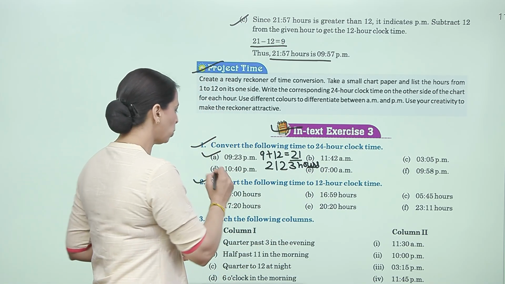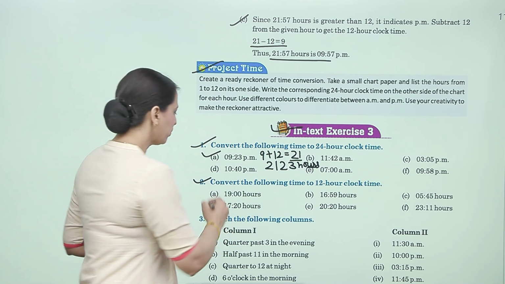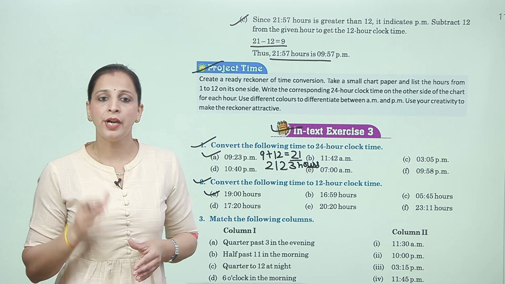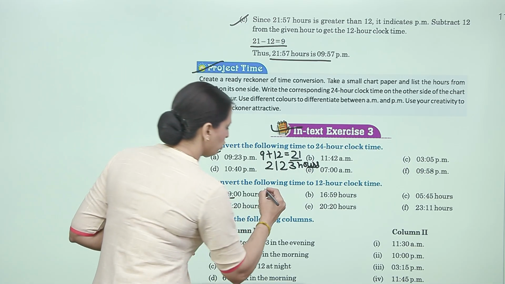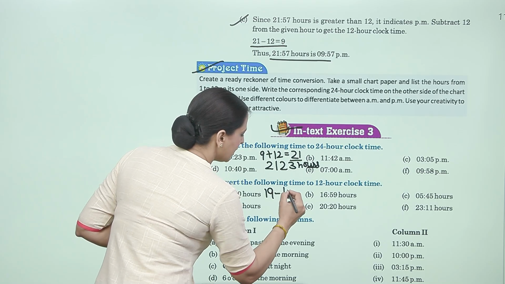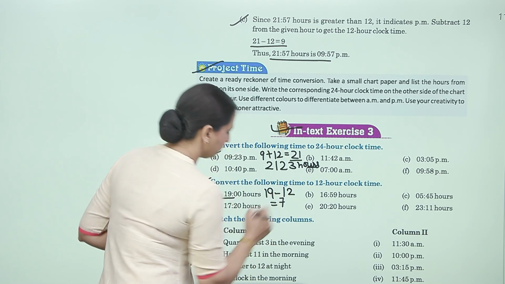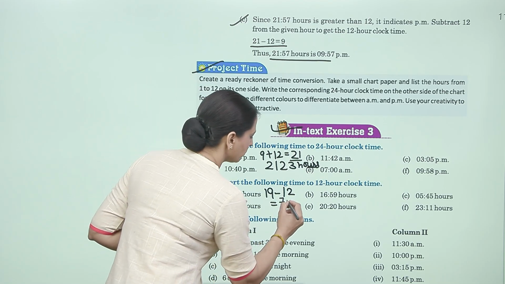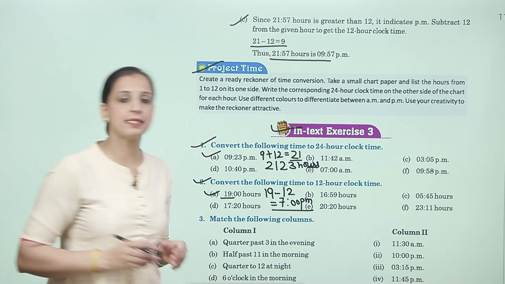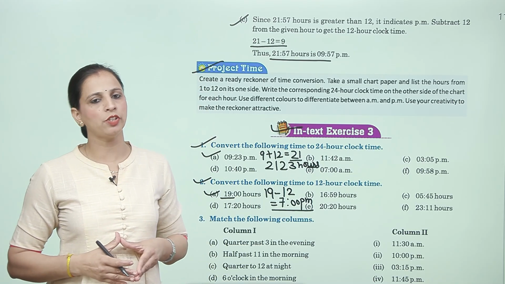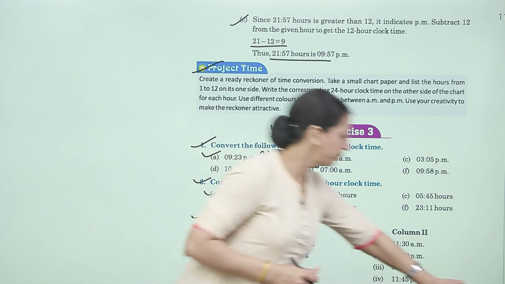नाउ नेक्स्ट क्वेश्चन नंबर 2, convert the following time to 12-hour clock time. A. 1900 hours. So 19 is greater than 12. So we have to subtract, 19 minus 12 is equal to 7. That means 7 PM. तो बच्चों सेम मेथड को यूज करते हैं, बाकी के पार्ट्स आप खुद ट्राई करेंगे. नाउ नेक्स्ट क्वेश्चन नंबर 3.